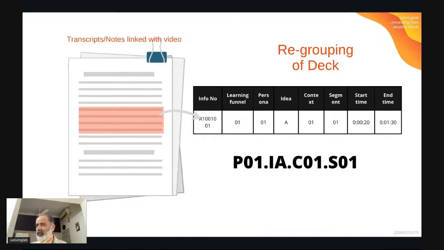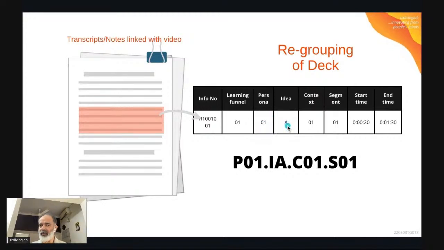Then, in what stage of the learning funnel is it? We already discussed the learning funnel. So in what stage of the learning funnel is the respondent for this data? Is he at the understanding level, or applying a context, or what's the level? So you have to mark the learning funnel level. Then persona: what's the persona of the respondent? We already matched the persona as we discussed last week. So the persona is 0, 1.